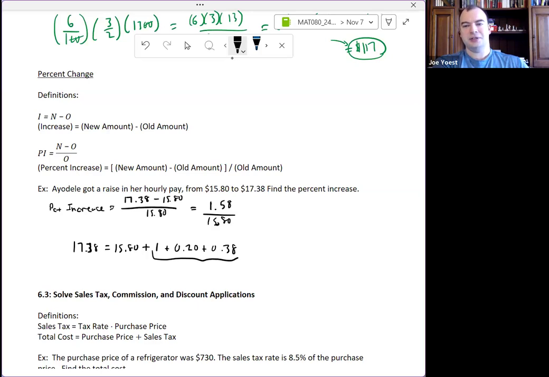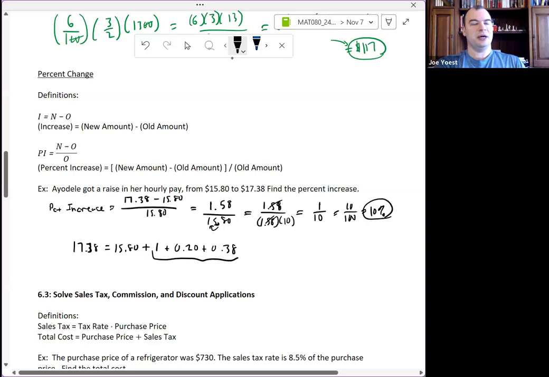And here we might realize 1.58 over 15.80, that's 1.58 over, well, 15.8 is like 1.58 times 10. We can actually divide out this strange factor of 1.58. It works out really nicely here. This gives me 1/10, or 10 over 100, or that is a 10% increase. It's a pretty nice increase in pay, 10% increase in pay. Any questions on this one?